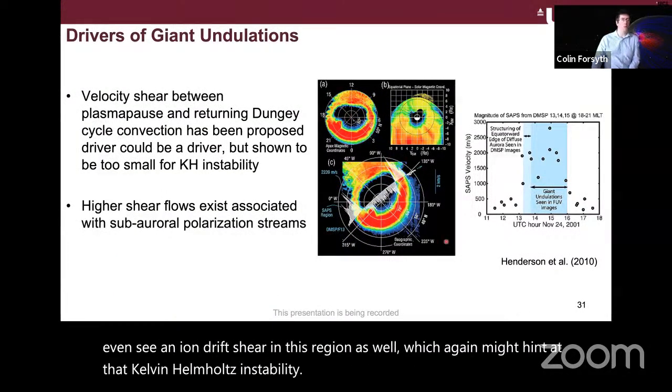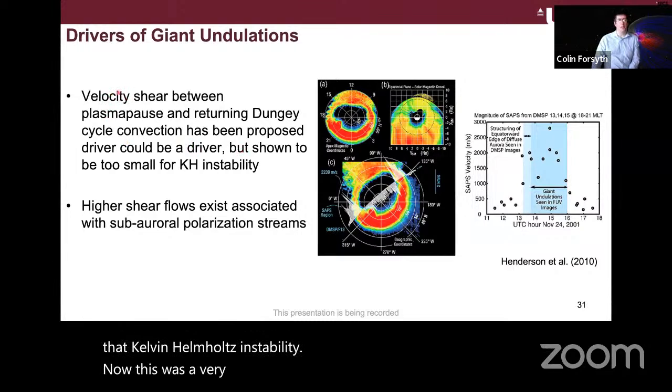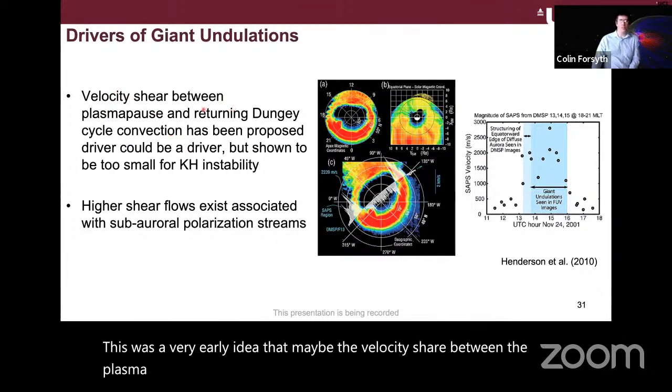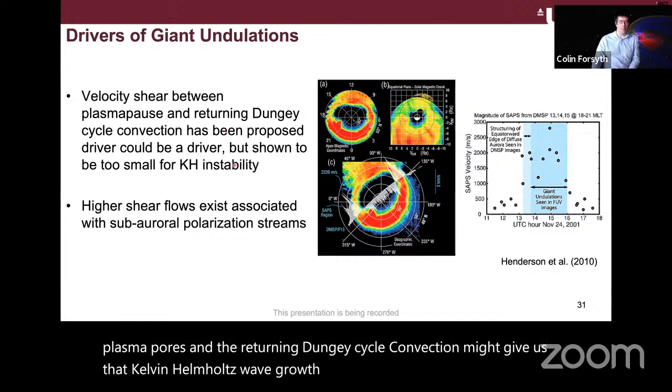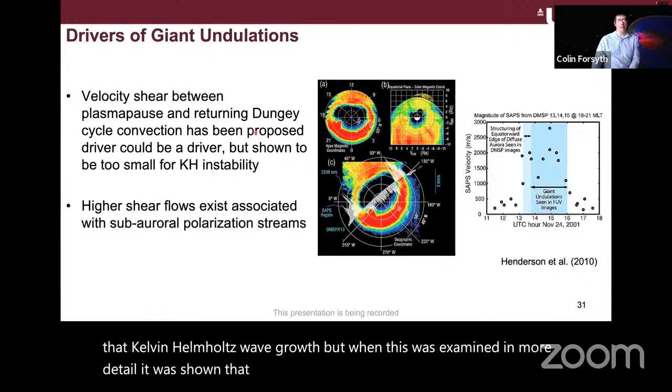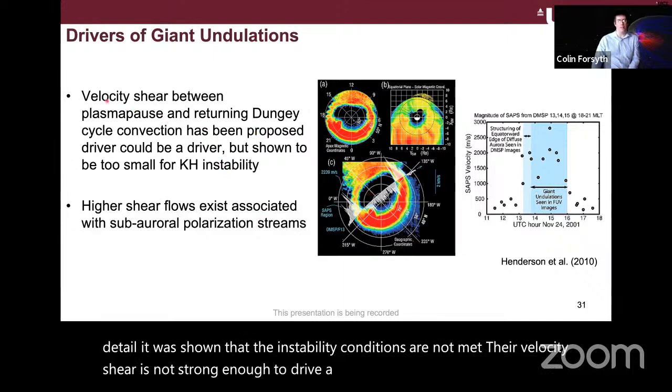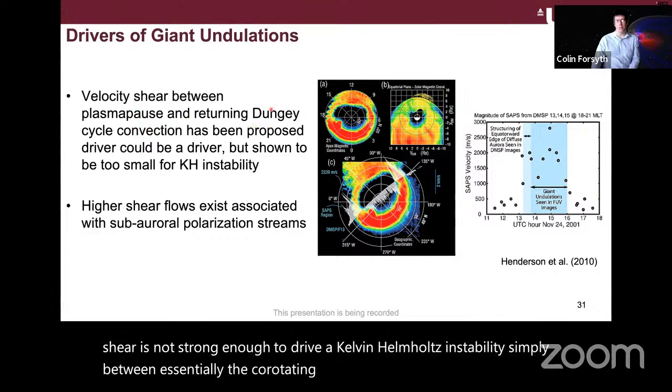Now, this was a very early idea that maybe the velocity shear between the plasma pores and the returning Dungey cycle convection might give us that Kelvin-Helmholtz wave growth. But when this was examined in more detail, it was shown that the instability conditions are not met there. The velocity shear is not strong enough to drive a Kelvin-Helmholtz instability simply between essentially the co-rotating plasma pores and the return Dungey convection cycle.